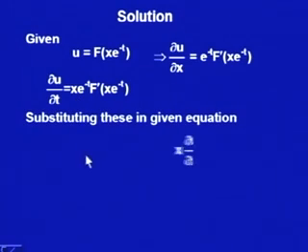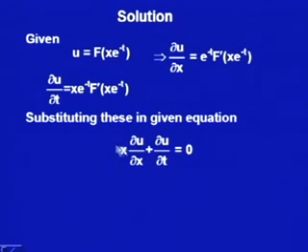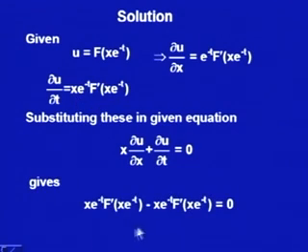Now, substitute this in the given equation. The equation was x times del u over del x plus del u over del t. So, del u upon del x is x times e to the power minus t f dash x times e to the power minus t. And here, this is with respect to t, so it should actually be with a minus sign, this e to the power minus t. So, we do get it with the minus sign as 0, that is, it is also satisfying the equation.